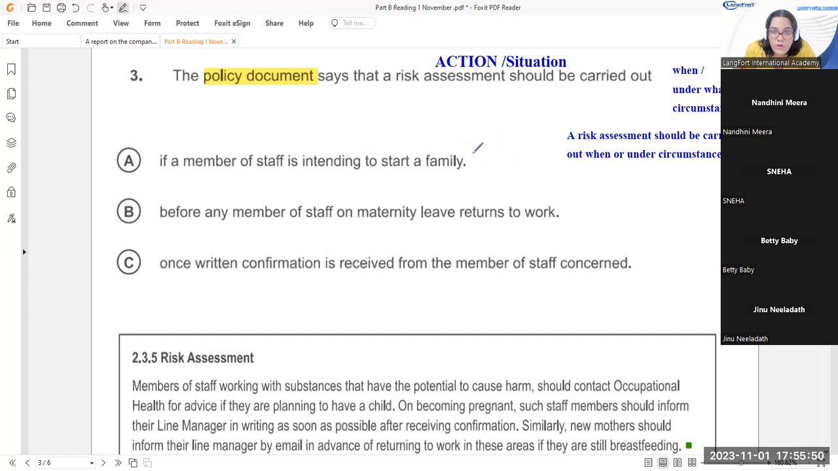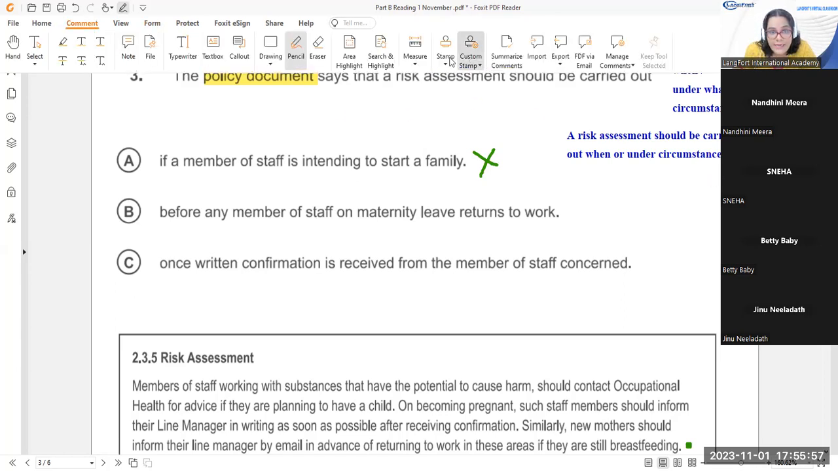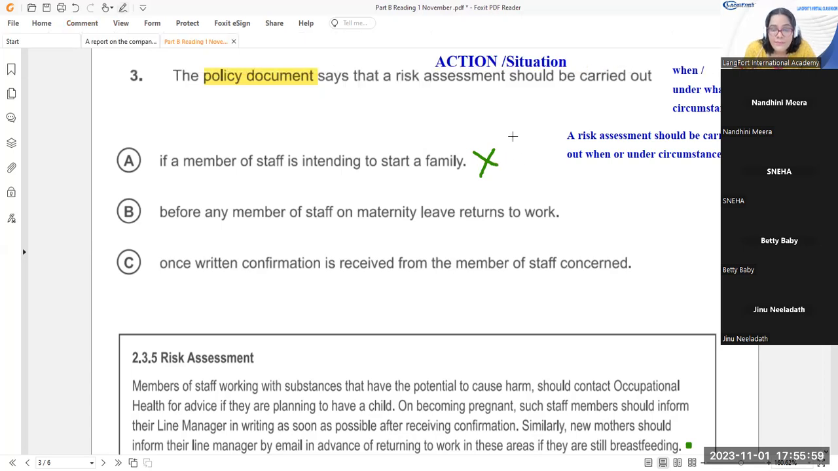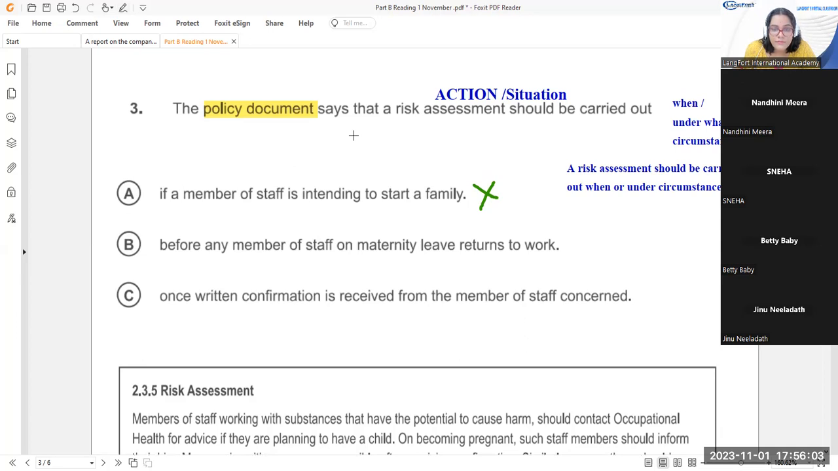No, not when intending. When they are intending to start a family, they need to inform the occupational health. That's not when the risk assessment is carried out. So that's not it. Next one, Betty. The policy document says that a risk assessment should be carried out before any member of staff on maternity leave returns to work. Should they carry out the risk assessment before the staff returns to work? No, ma'am. No, that's not it.